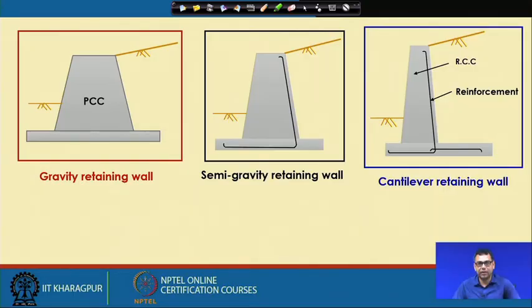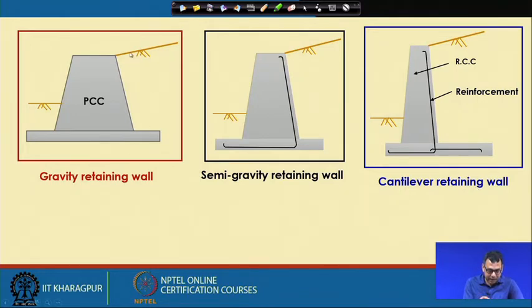Okay. So, now in this class and the next classes, I will also discuss the retaining wall design, and then first you should know what are the different types of retaining walls. So, retaining walls can be different types. Okay. The first one is the gravity retaining wall, next one is the semi-gravity retaining wall, then third one is the cantilever retaining wall. So, what is the difference between these walls?